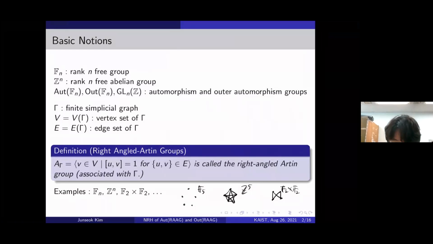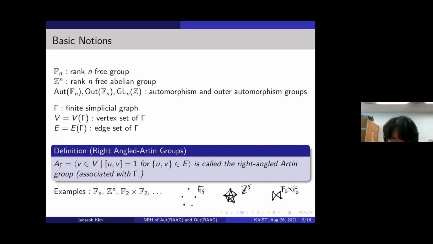First, let me check some basic notions. Here F_n is the rank-n free group, and Z^n is the rank-n free abelian group. Also, Aut and Out of them are the automorphism and outer automorphism groups. Next, to define a right-angled Artin group, or simply RAAG, we denote that capital Gamma is a finite simplicial graph, V is the vertex set of Gamma, and E is the edge set of Gamma. Here's the definition of right-angled Artin groups.